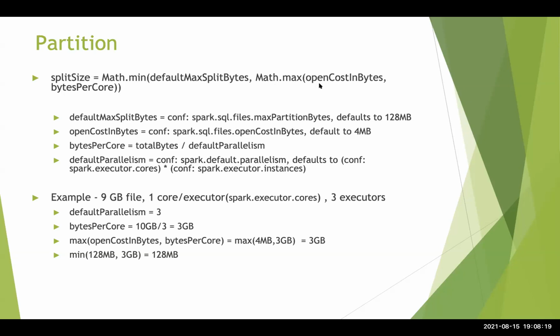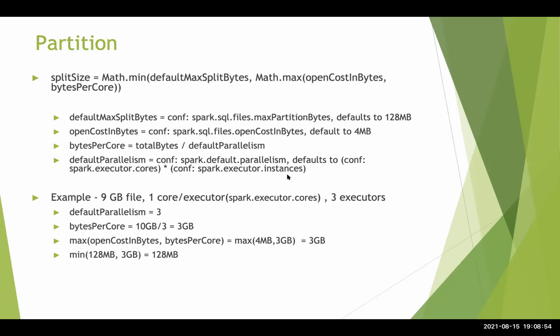The second one is the max of this and this. What is the first one? Open cost in bytes, which defaults to 4 MB. And then the maximum of open cost in bytes, 4 MB, or bytes per core. What is bytes per core? Total bytes divided by default parallelism. What is default parallelism? It is the number of executor cores multiplied by the number of executor instances.